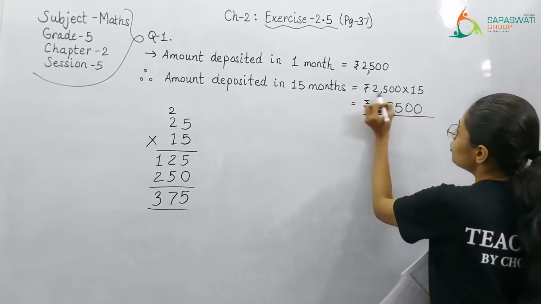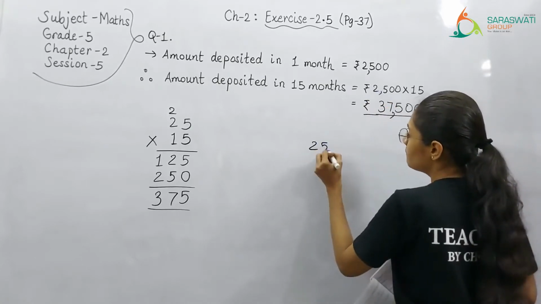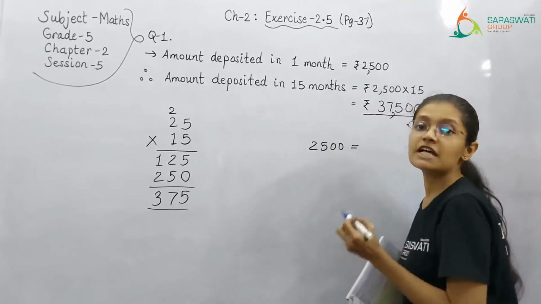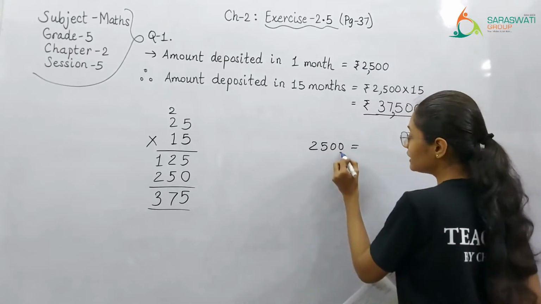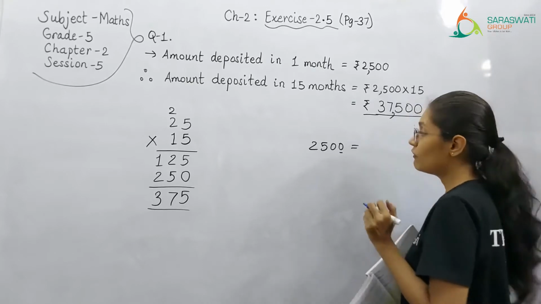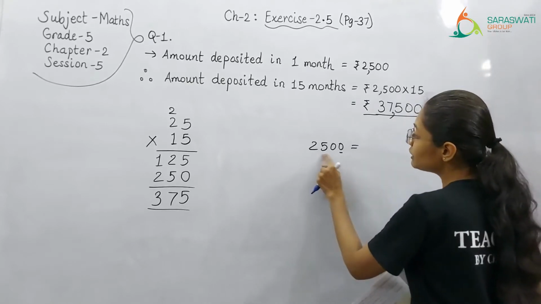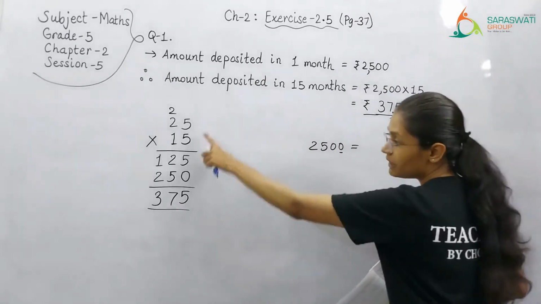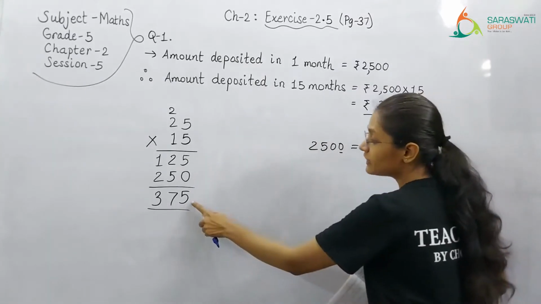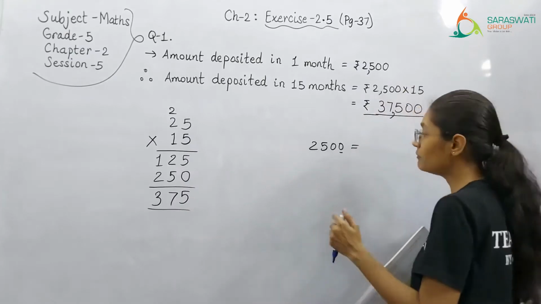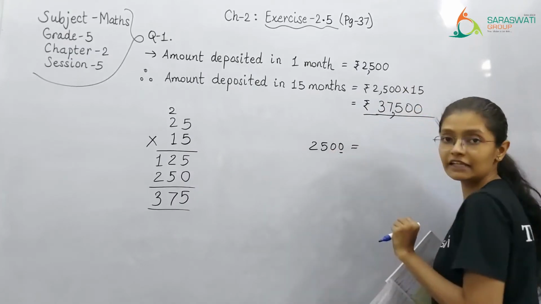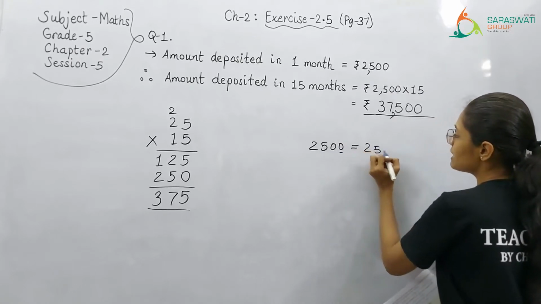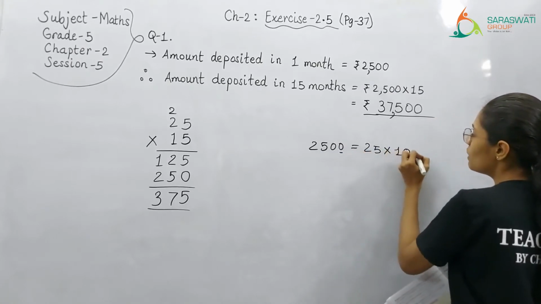Now students, ये जो है 2,500. This number is a multiple of 10, right? यहाँ पे at least एक zero है पीछे, so we will multiply the non-zero part 25 by 15. पहले हम वो multiplication करेंगे और जो result आएगा उसके पीछे हम दो zeros लगा देंगे, right? Because 2,500 is equal to 25 multiplied by 100.